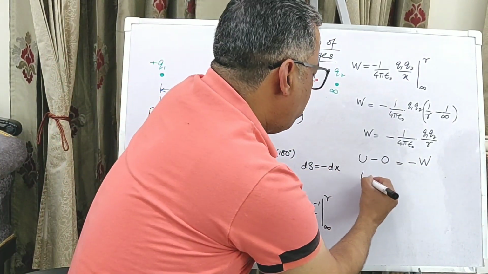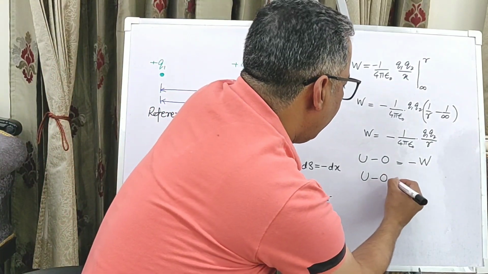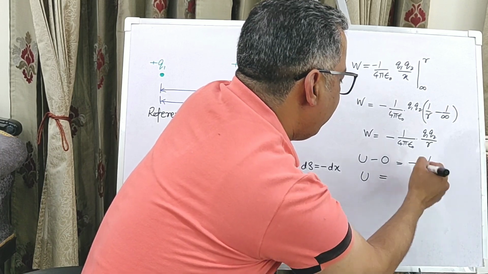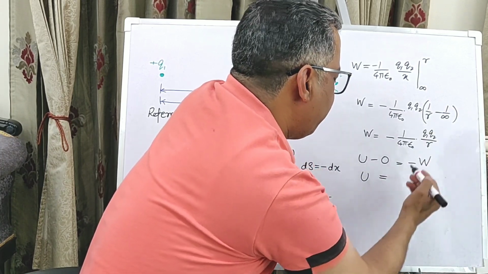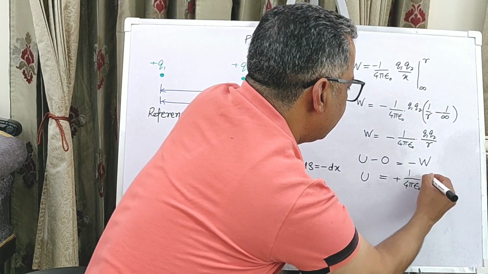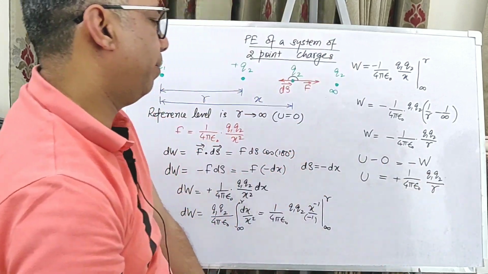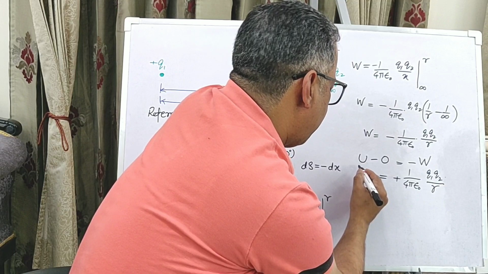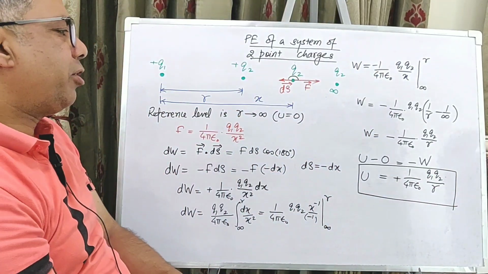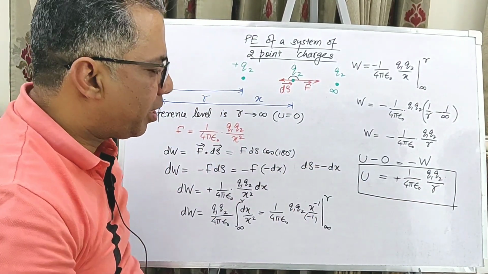So U minus 0, U will be simply equal to negative of this work done. So negative of the work done will be plus 1 by 4 pi epsilon naught Q1 Q2 by R. So we've got this potential energy here, potential energy U of a system of 2-point charges Q1 and Q2 placed at a distance R from each other.